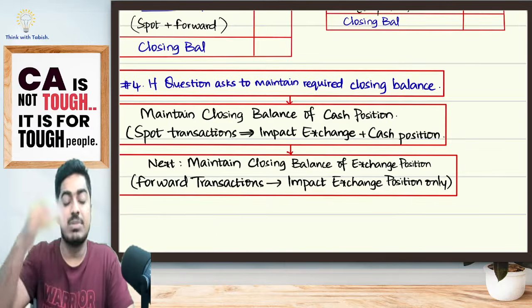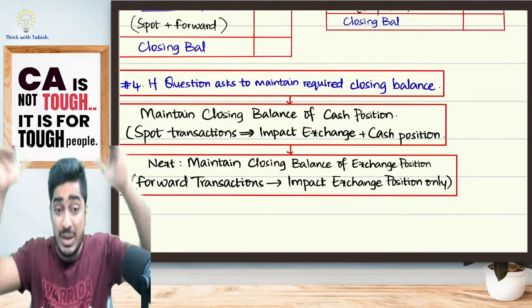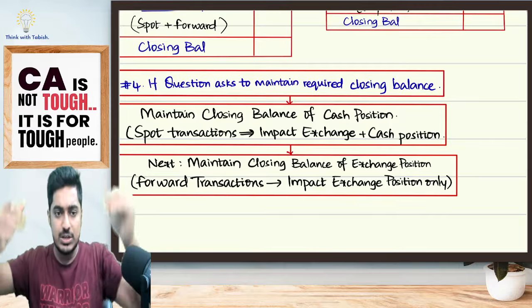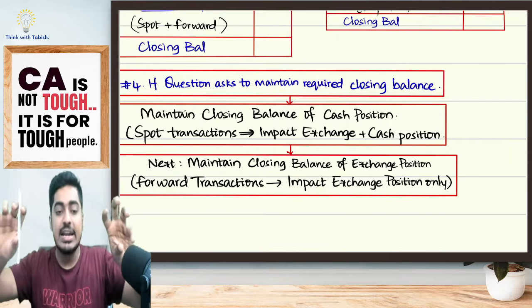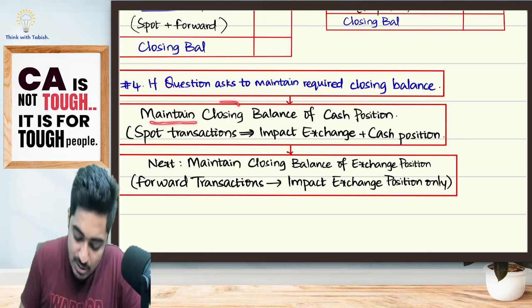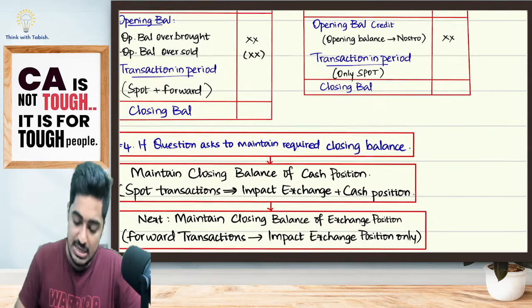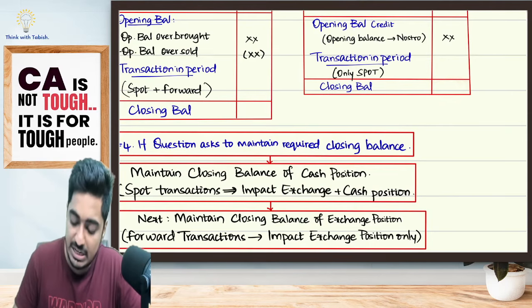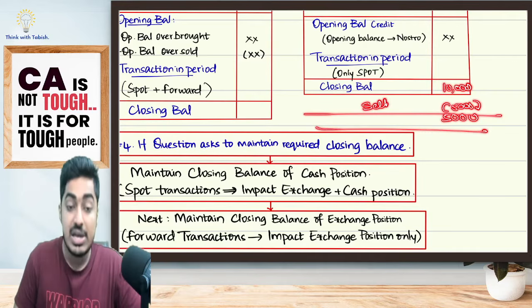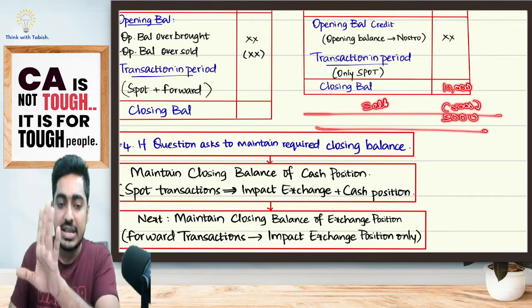Finally, sometimes the question at the end will ask that we have to maintain this much balance in our cash as well as exchange position. So first finish all the transactions given and calculate the balance. Based on that, first maintain the closing balance of cash position. Imagine right now the balance is 10,000. The question says I ultimately want a balance of only 5,000. That means I have to reduce 5,000, so I will be doing a sell. Now tell me, in cash position only spot transactions I am going to show.